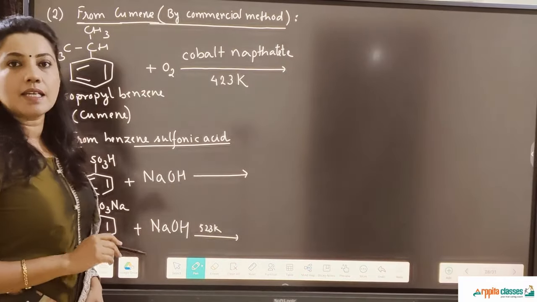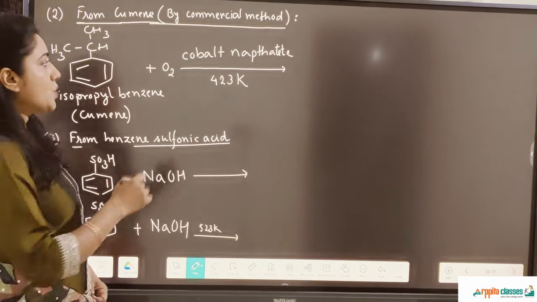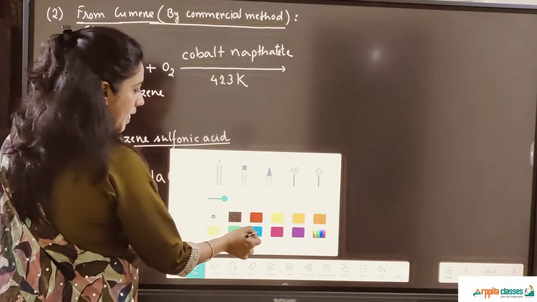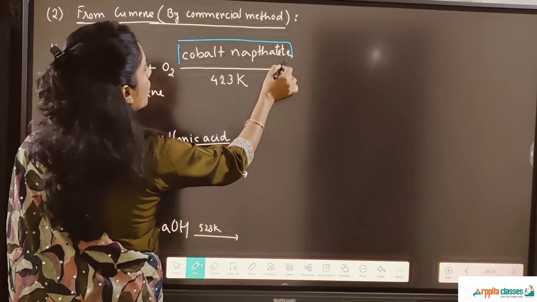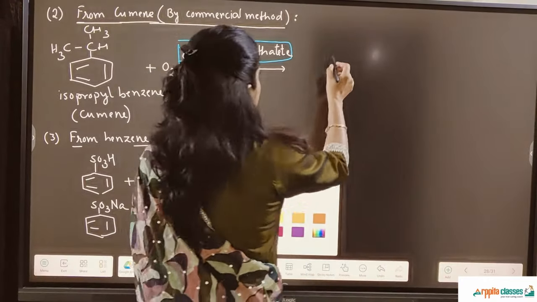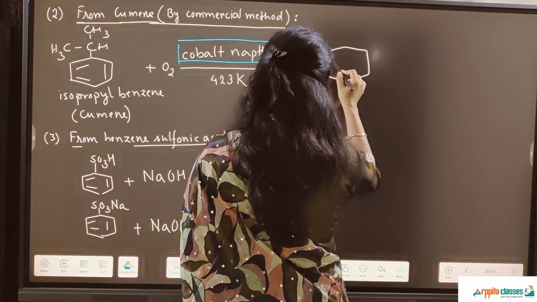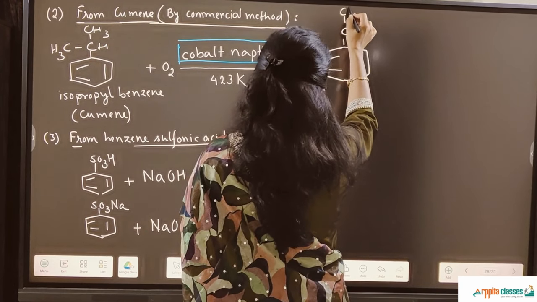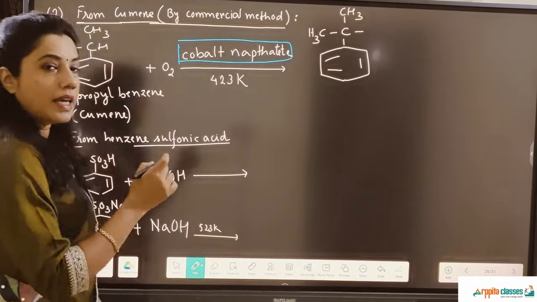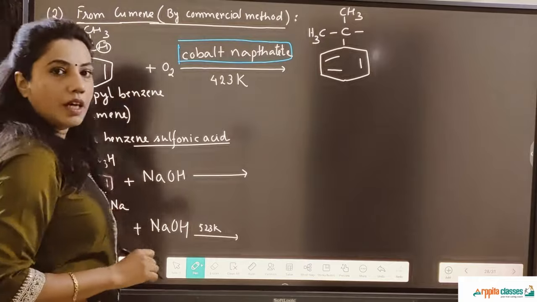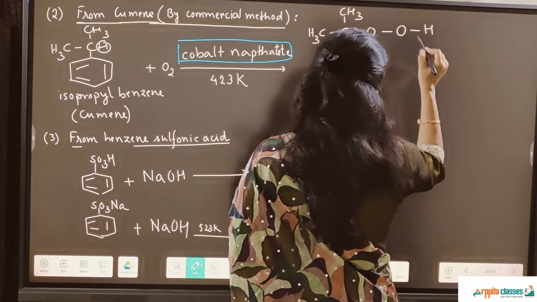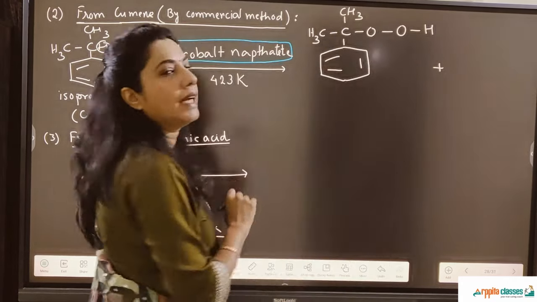Cumene or isopropyl benzene is oxidized in presence of air. So in presence of air, it will be reacting with oxygen in presence of cobalt naphthalate. Cobalt naphthalate is the catalyst over here, at 423 Kelvin temperature, and we get a compound like this. See, this CH3 is as it is, and this CH3 is also as it is. Here we have CH. You can see this is the hydrogen over here. You just have to insert two oxygen atoms in between the carbon and hydrogen. So we have a peroxide linkage over here.